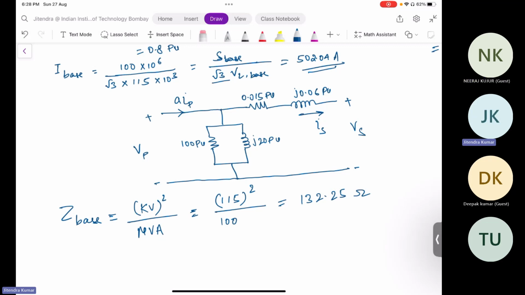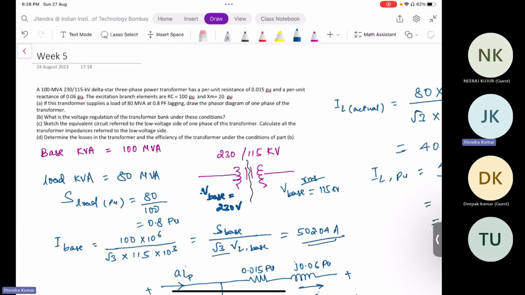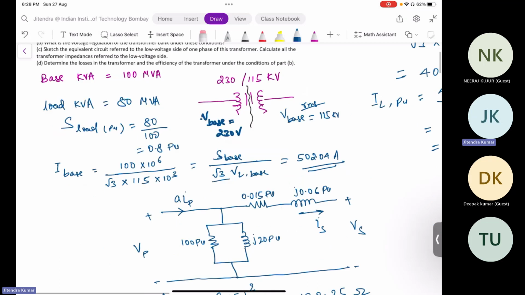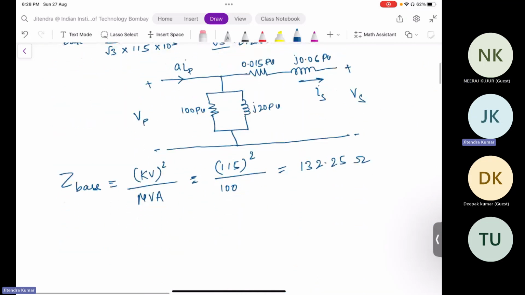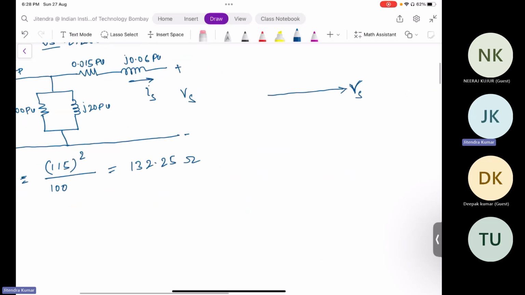Okay, so we computed the base value of current and the base value of impedance. And in the first part, we were asked to draw the phasor diagram of any one phase. For the phasor diagram, you can see from the equivalent circuit. This is the equivalent circuit. Let us take the secondary voltage as a reference. We will take Vs equal to 1 angle 0.